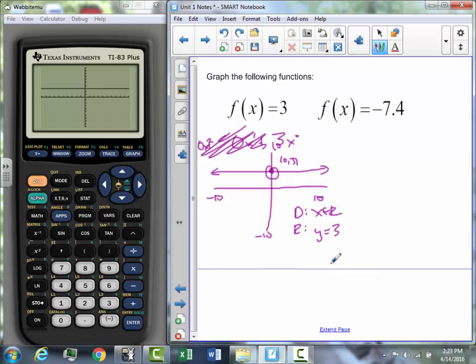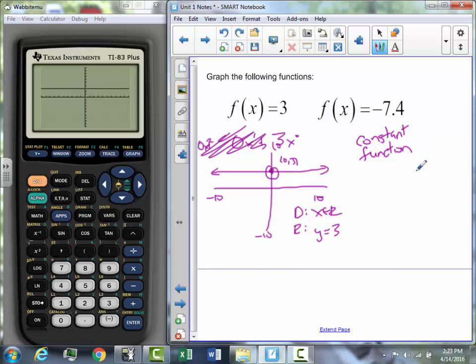I don't know that I need to do the second example, because honestly it's the same, right? -7.4 is just going to be a line flat across out at -7.4. I do want to talk about this function, though. This is known as a constant function.